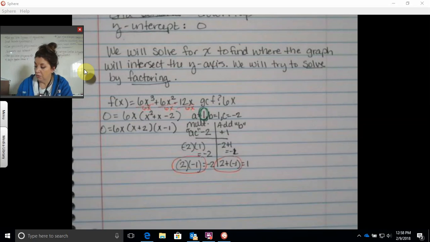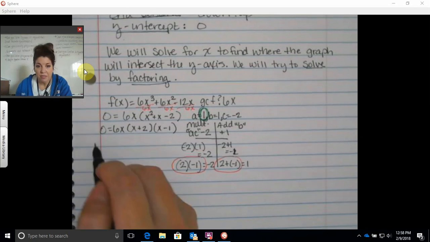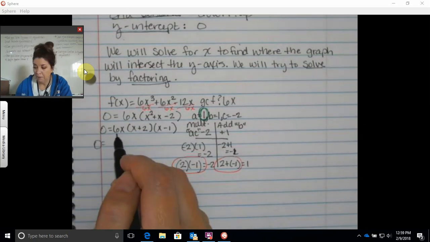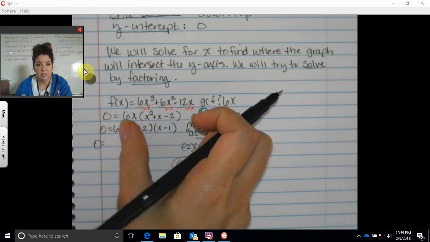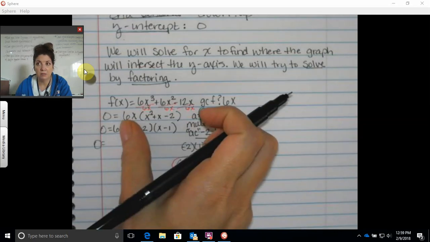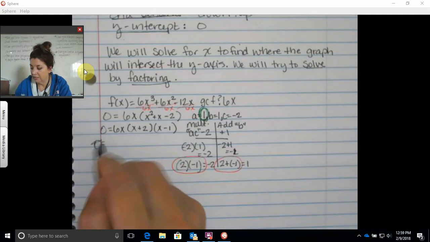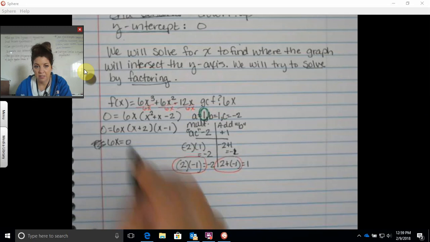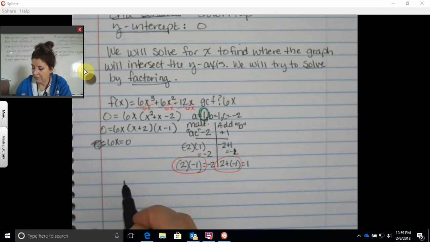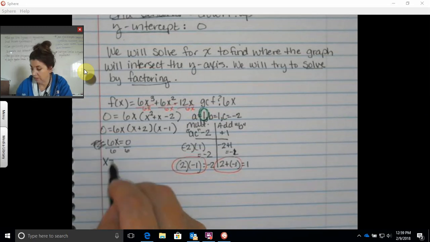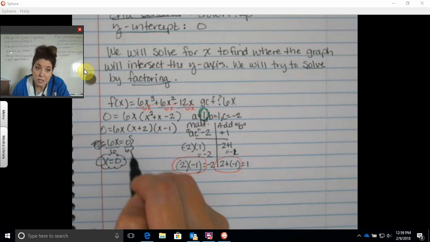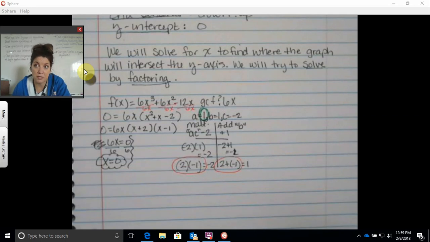The reason I point that out is because a lot of people think that the GCF is not going to give them a solution. Well, if that was just 6, does 6 equal 0? No. But it's 6x. Can I solve for x? Yes. Divide by 6, and x equals 0. Can that be a solution? Yeah, it's going to be 0. We already knew it was going to cross our x-axis at 0 because that was also our y-intercept. That's not always going to be the case.